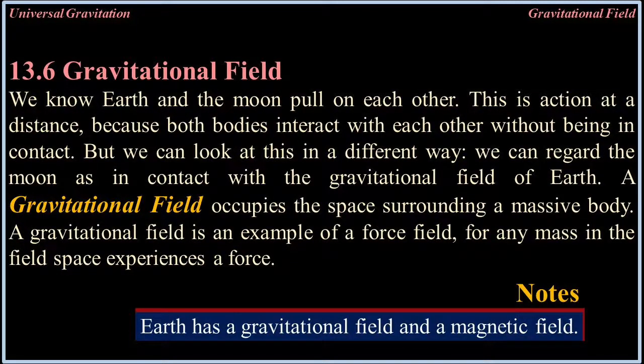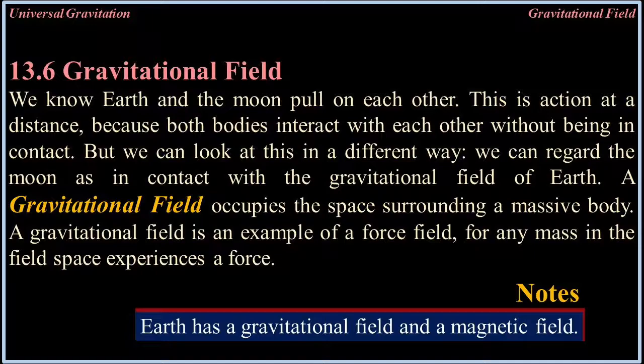13.6 Gravitational Field. We know Earth and the Moon pull on each other. This is action at a distance because both bodies interact with each other without being in contact. But we can look at this in a different way. We can regard the Moon as in contact with the gravitational field of Earth. A gravitational field occupies the space surrounding a massive body. A gravitational field is an example of a force field. For any mass in the field, space experiences a force.